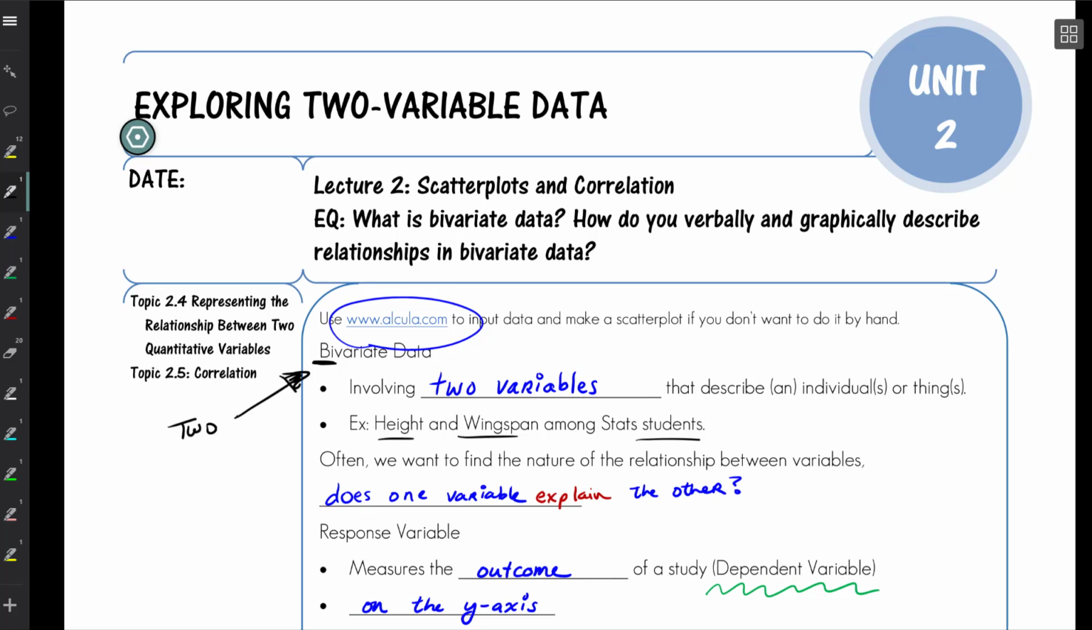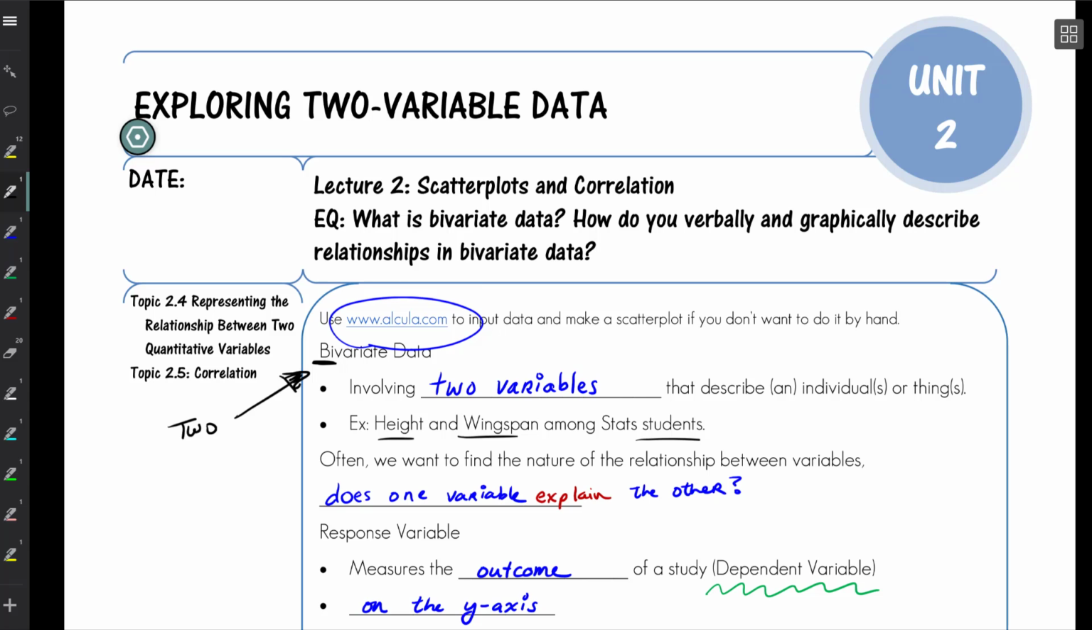Now, often we want to find the nature of the relationship between these two variables. Essentially, what we are asking ourselves, does one variable explain the other? So in this case, I might want to know, if I know somebody's height, is that explaining how long their arms are? If somebody's really short, does that mean they have longer or shorter arms? If somebody's really tall, does that mean they have longer or shorter arms? Understanding the nature of the relationship by examining bivariate data will help us answer that question in a mathematical sense.